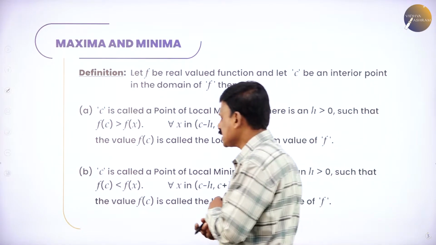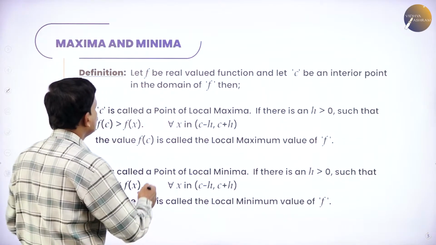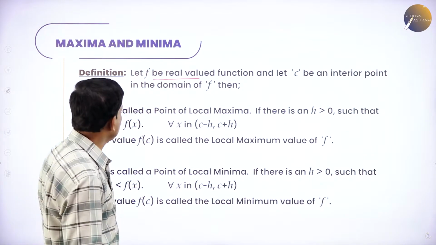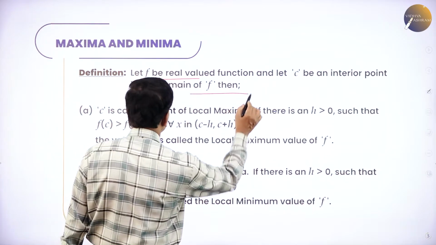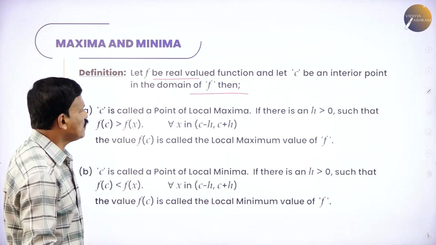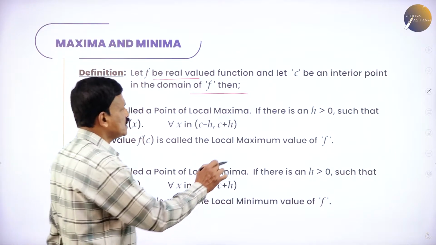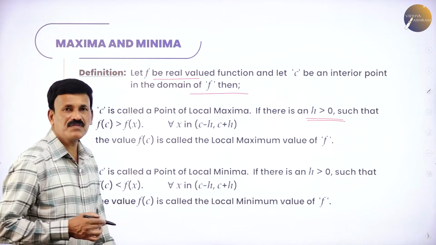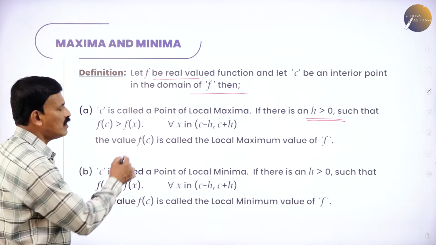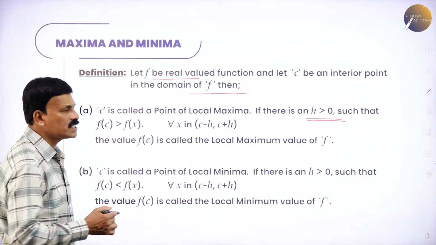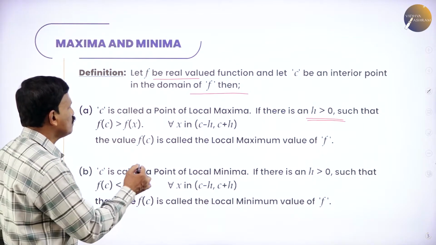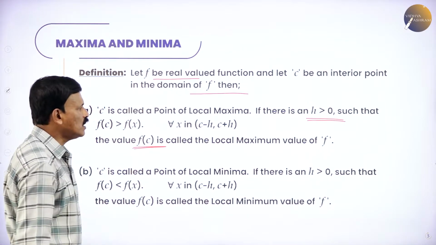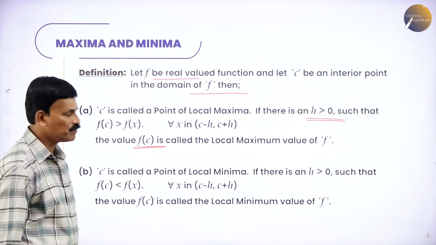Now let us come to the definition. Let f be a real valued function and c an interior point in the domain of f. Then c is called a point of local maxima if there exists an h greater than 0 such that f of c is greater than f of x for all x in the interval c minus h, c plus h. The value f of c is called the local maximum of the function.